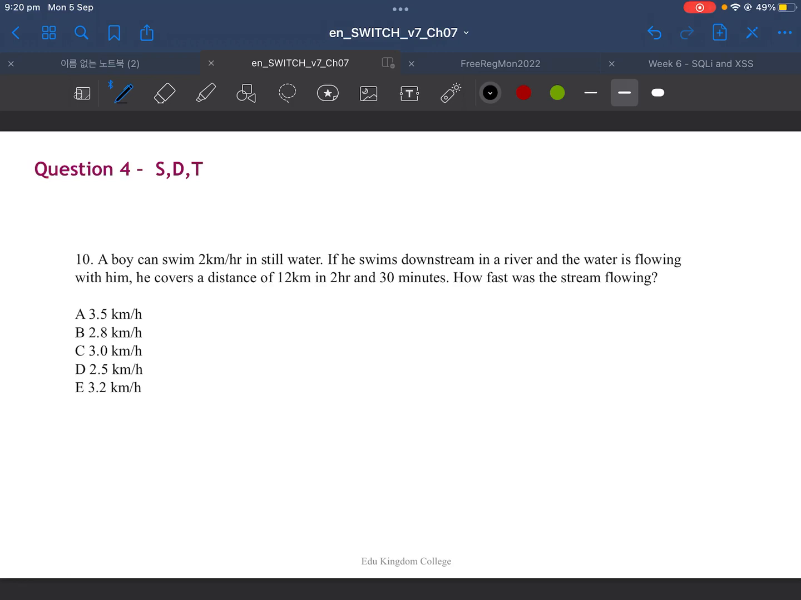Okay. I have to establish first in this question that the distance he covers in 2 hours and 30 minutes is when he's traveling 2 kilometers plus the stream flow, the speed of the stream. I'm going to call this speed together, or the net total speed, S. So traveling S kilometers per hour, in 2 hours and 30 minutes he travels 12 kilometers.